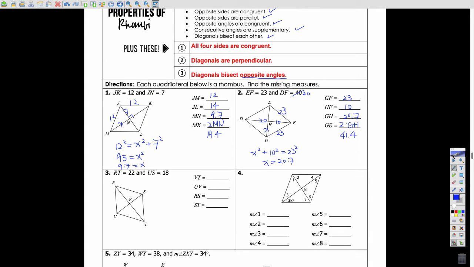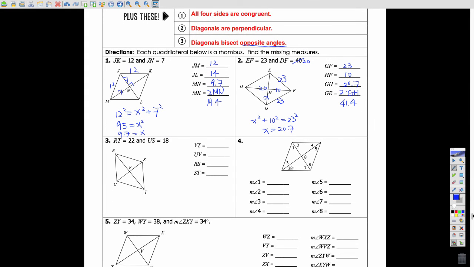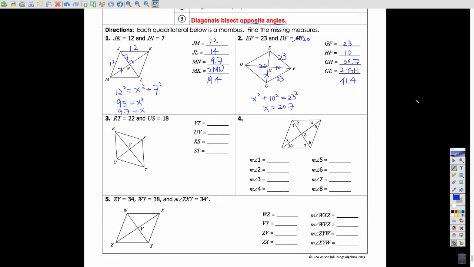Let's look at the other 3 problems on this page. Let's see if I can scroll it down. There we go. So for 3, I have RT, this whole thing at 22. I have US, the whole thing at 18. And this is a rhombus. So I'm asked to find VT. VT has to be half of RT. So half of RT, I should have 11. Now I'm asked to find UV. Same thing, half of US. So I have 9.